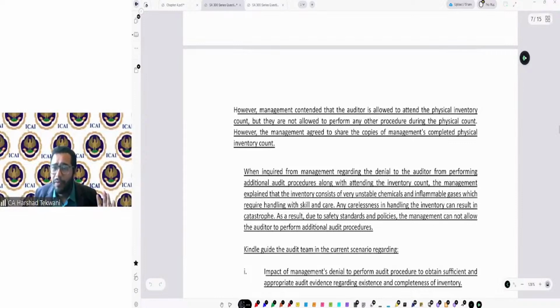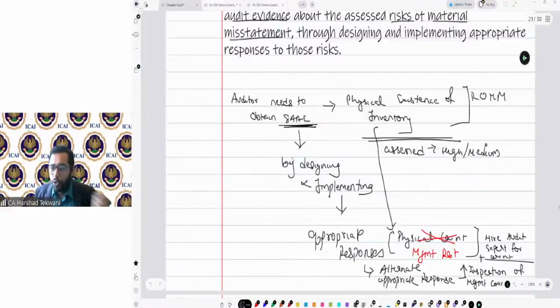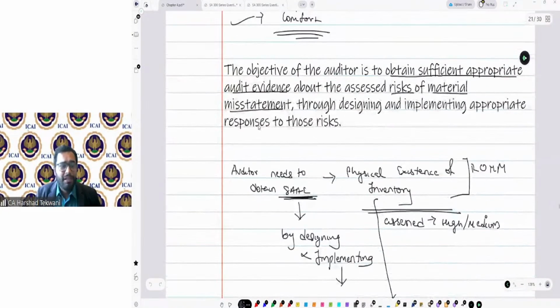Are you getting the answer I'm saying? What is the role of the auditor here? The role of the auditor is to do something different to gather sufficient and appropriate audit evidence. That is my SA 330. You have to create a response. You have to create one or another response to those risks of material misstatement which are already identified, so that you can gather sufficient and appropriate audit evidence.